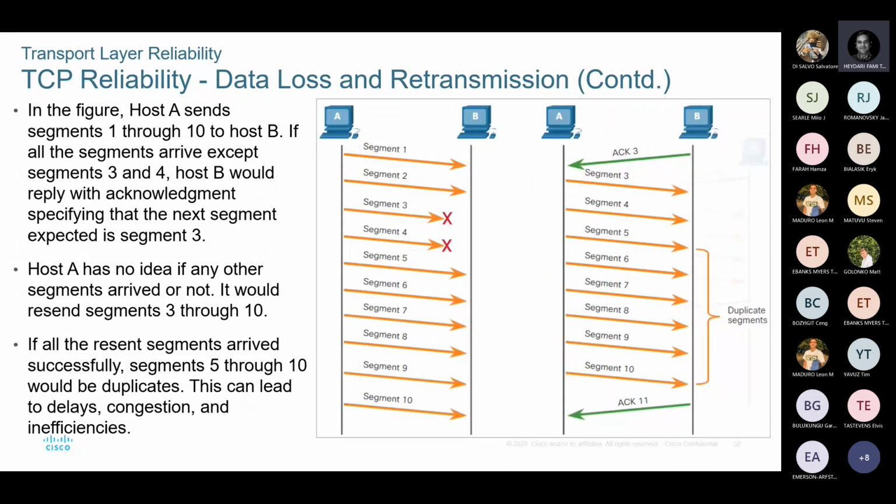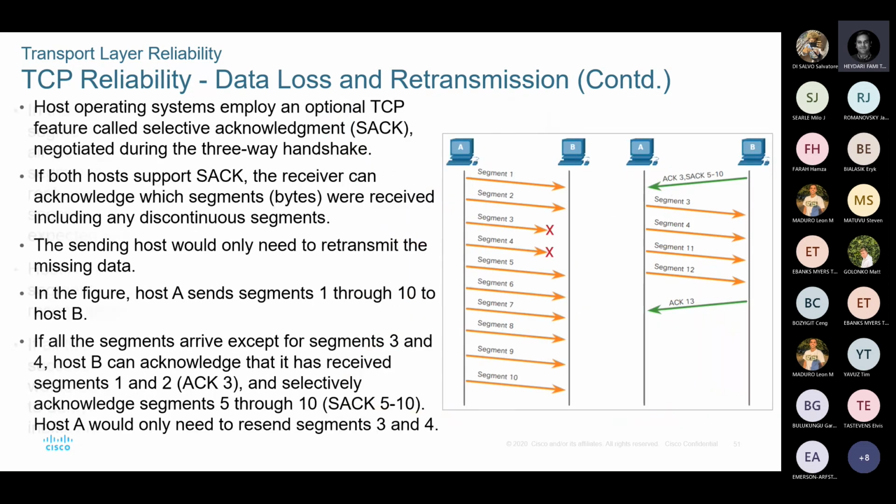That was the native behavior as I described. It is called the expectational acknowledgement method. By acknowledging 3, you are saying that I have received everything up to 3, which is 1 and 2, send me now 3. By acknowledging 11, you're saying that you have received 1 through 10. Now you're expecting segment 11. This is called expectational acknowledgement.